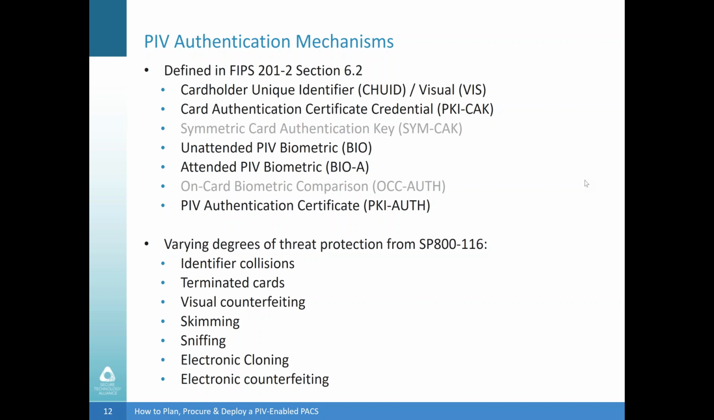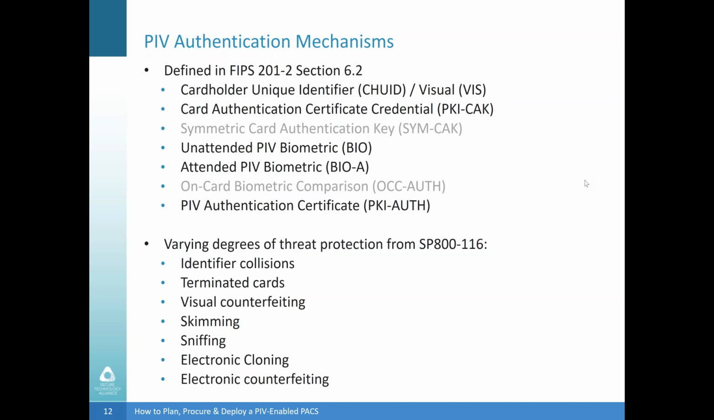Last authentication mechanism is the PIV Authentication Certificate. It also uses a federal public key infrastructure certificate, but the certificate can only be accessed through the contact interface of the card and only after a valid PIN has been entered or an on-card biometric match has been made.